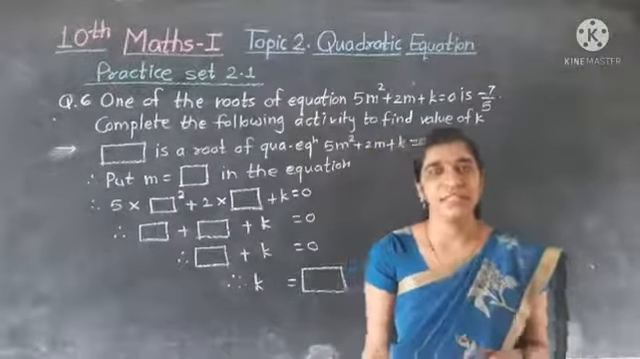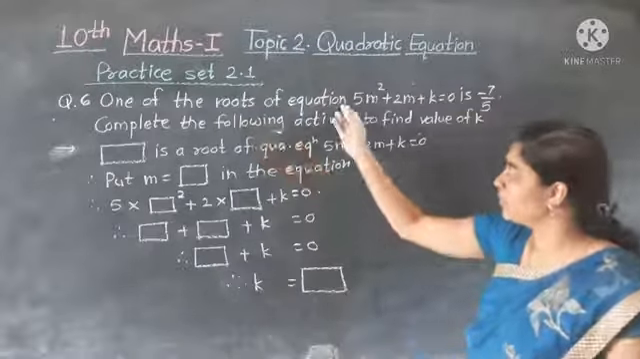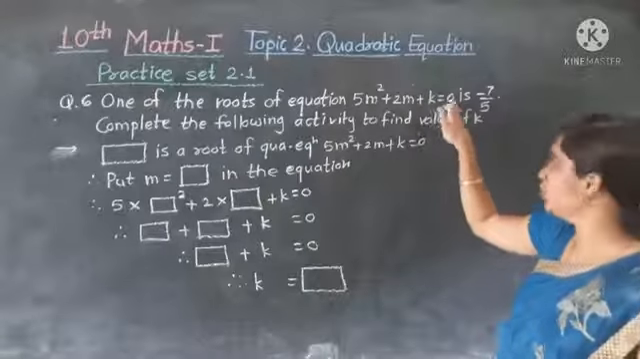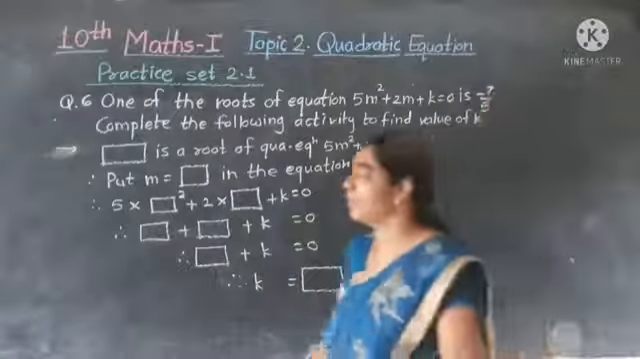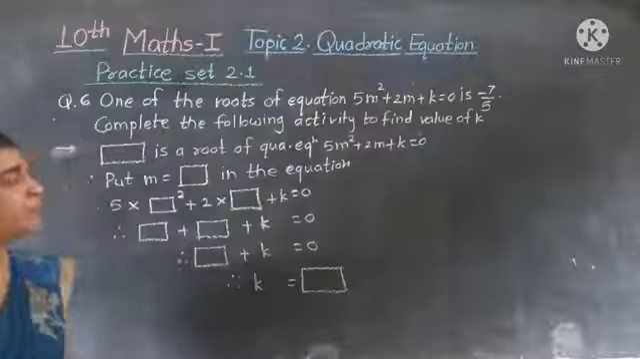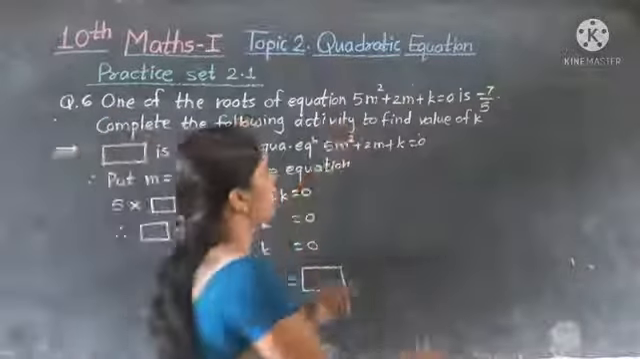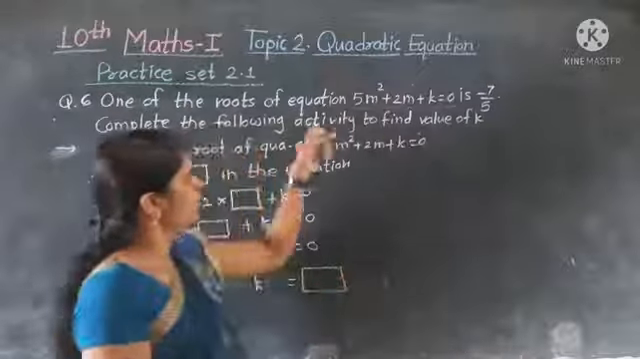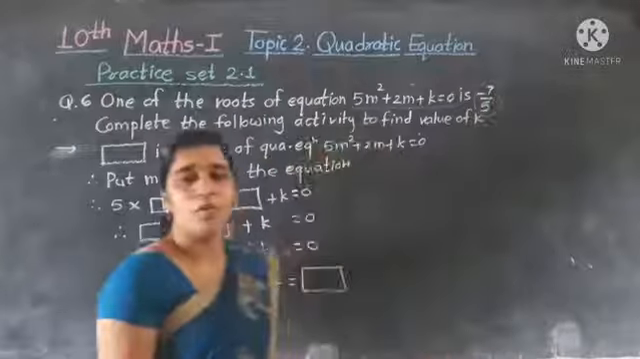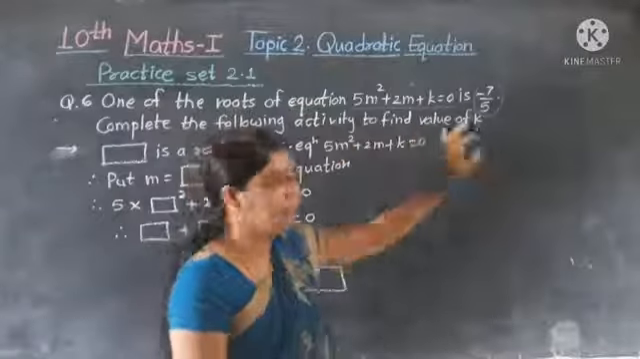Question number 6 is an activity based question. One of the roots of the equation 5m square plus 2m plus k is equal to 0 is minus 7 upon 5. Complete the following activity to find the value of k. See, we have been given this equation, and this equation has one root. That root is minus 7 upon 5. One root is given, and we have to find the value of k.